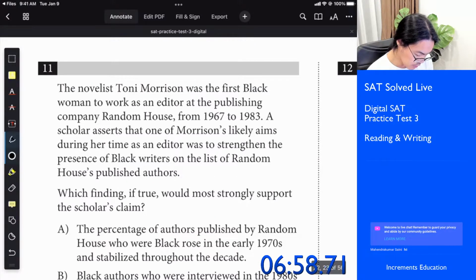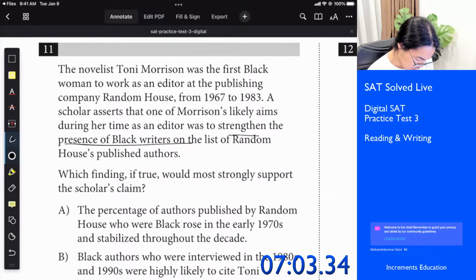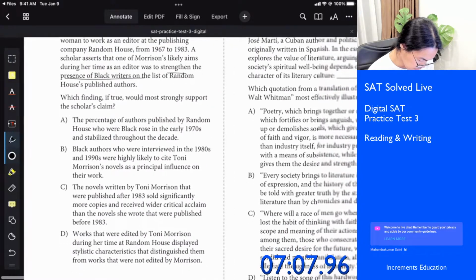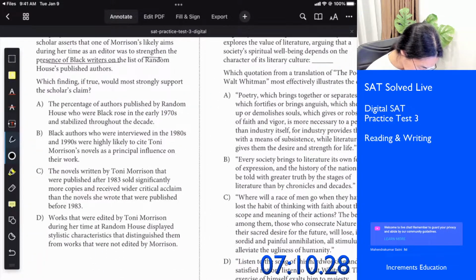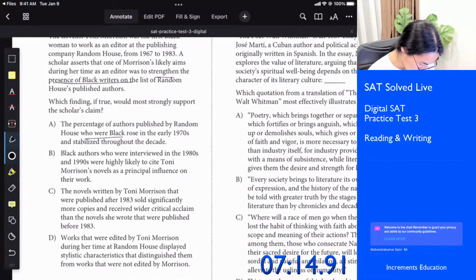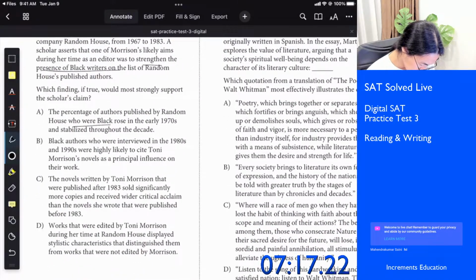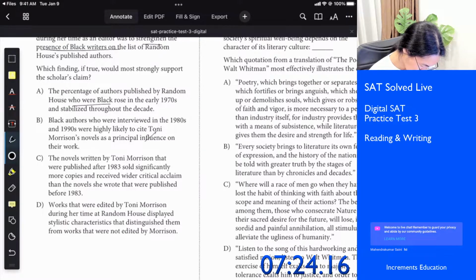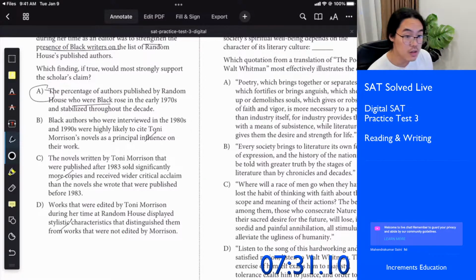First Black woman to work as an editor, likely aims to strengthen the presence. So we need to show how she tried to strengthen the presence of Black writers on the list of published authors, where Black authors rose in the 70s and stabilized throughout the decade. I mean, that's kind of strange, but yeah, it works, I guess. Influence, more stylistic, yeah. 730.